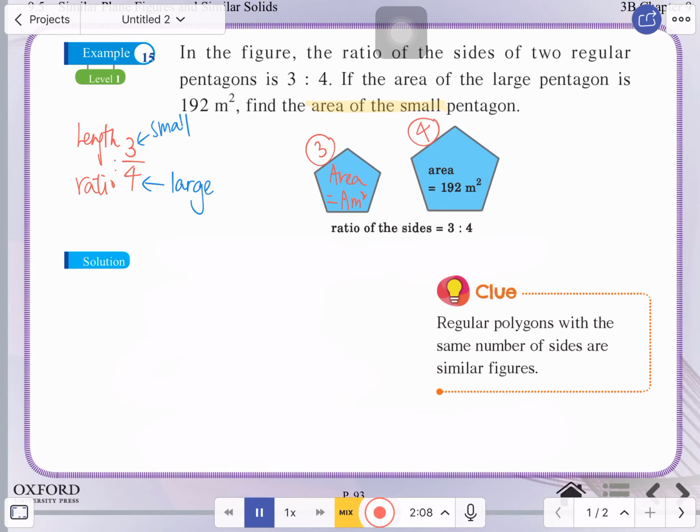Now, we want to know the area ratio. For the actual area, it will be a for the small pentagon, and for the large pentagon, it is 192. I still represent the area of the small pentagon, not the large pentagon, in the numerator. And for the denominator, I still use it to show the information of the large pentagon.